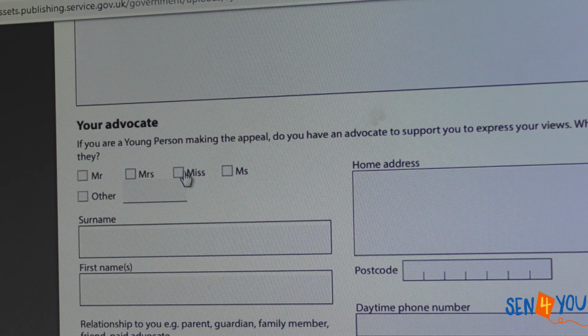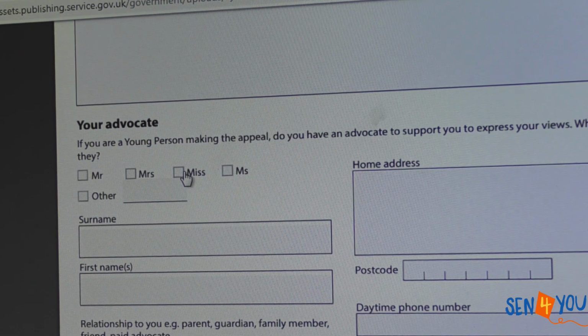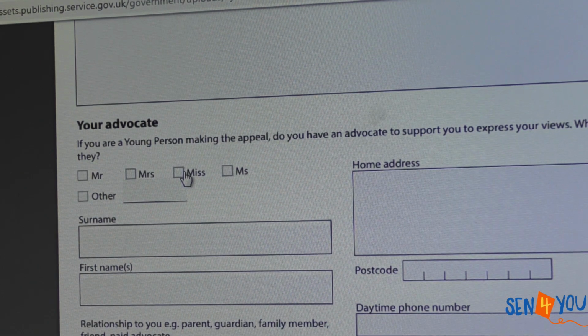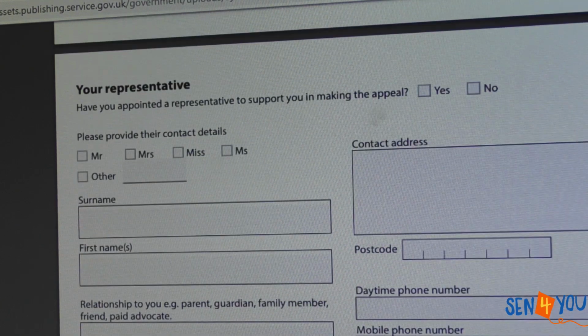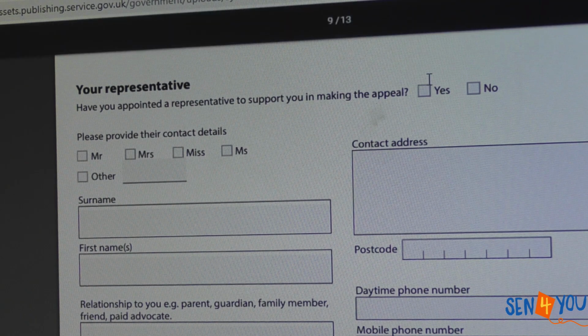Now, the tribunal makes provision here for representatives. So in the first instance, you get the opportunity to include an advocate if you have one. So that's someone who's really going to help you maybe express your views at the hearing. So you'd put your advocate details here. You then also got your representative. So this is someone like myself, a solicitor, and your solicitor would normally complete this for you if you've instructed one. But if you haven't instructed one, and you've got someone who's going to represent you at the hearing, this is where you'd input their details.